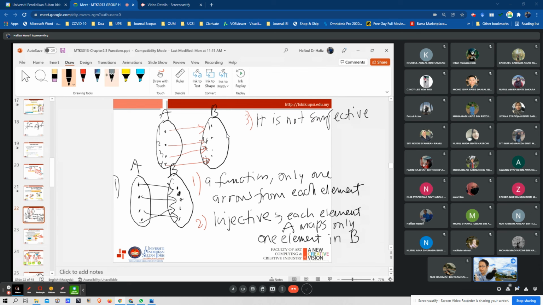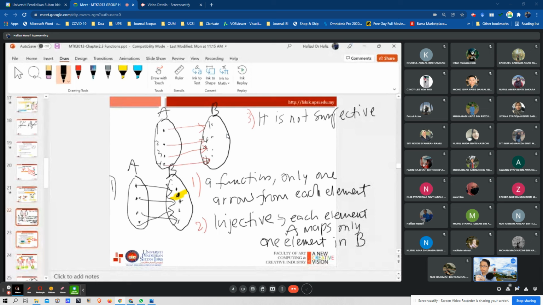Okay, there is one element here that is not used. It's not surjective, because the range is not equal to the codomain. Because the range is not equal to the codomain. Boleh?